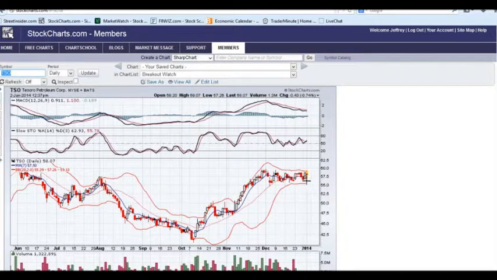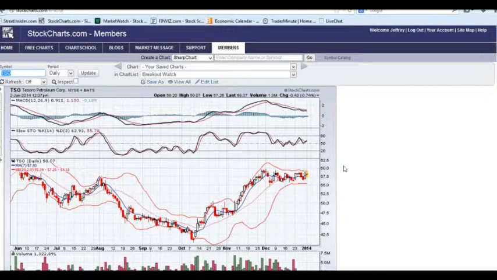Now, the move on Tuesday, does that increase the probability of a breakout? Sure. If Tesoro starts to break above that upper band, we start to see the Bollingers expand. Is that significant? It would be. Absolutely would be. But so far, not there. Still in this consolidation zone.